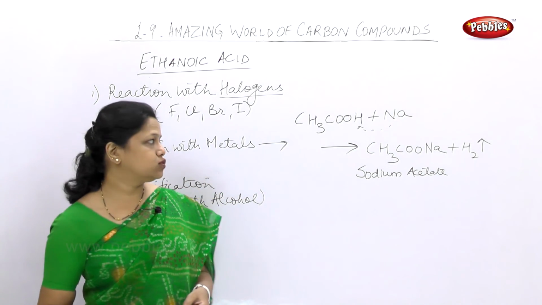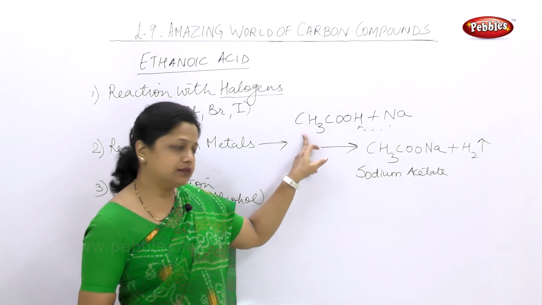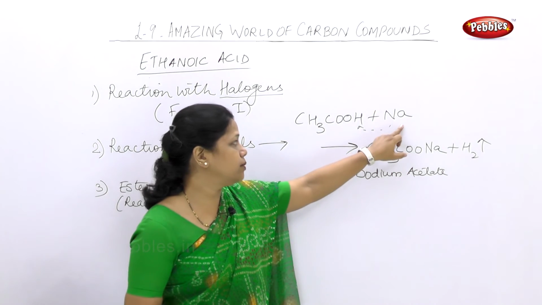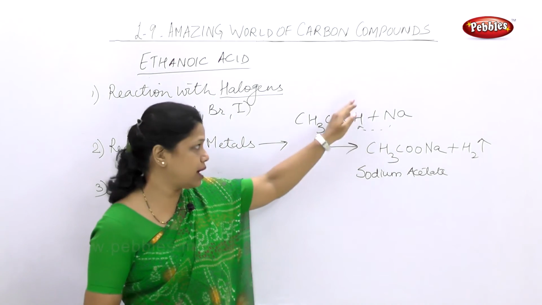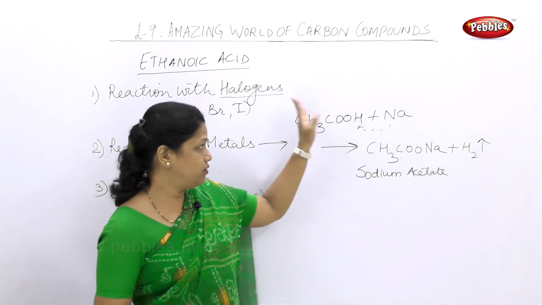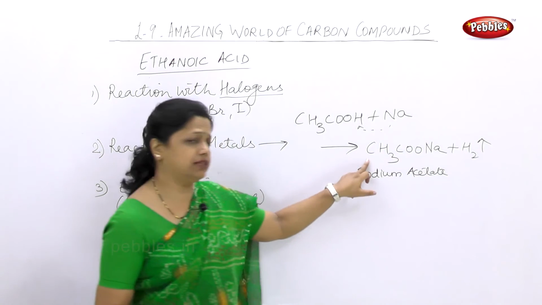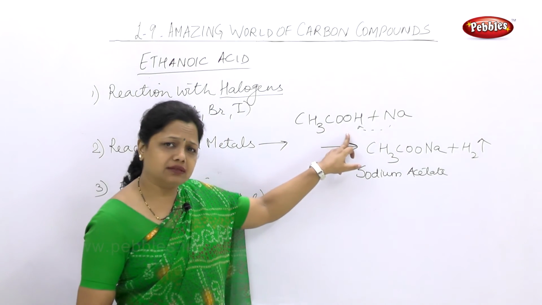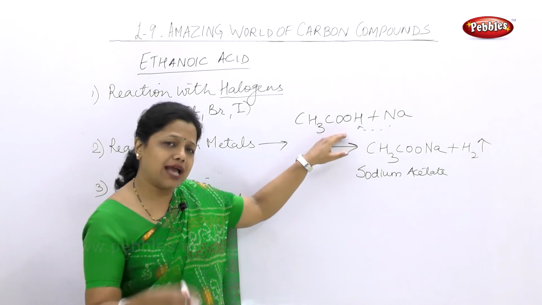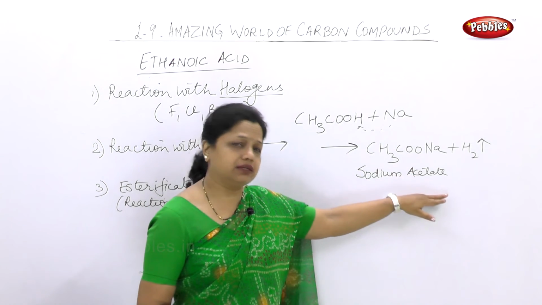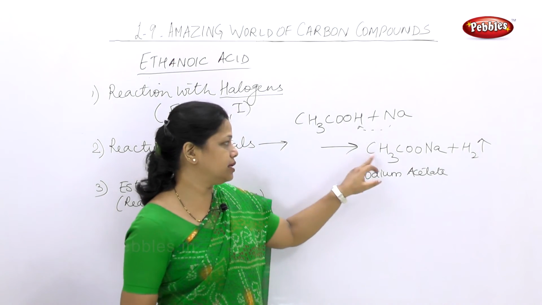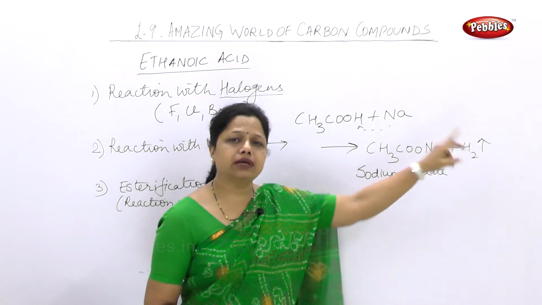This is a reaction with sodium. So acetic acid plus sodium. This sodium takes the place of hydrogen and hydrogen is removed. Once hydrogen is removed, it forms a product which is known as sodium acetate, because it was named as acetic acid. So acetic acid, instead of acid, it has become acetate. So sodium acetate, that is CH3COONa plus H2.